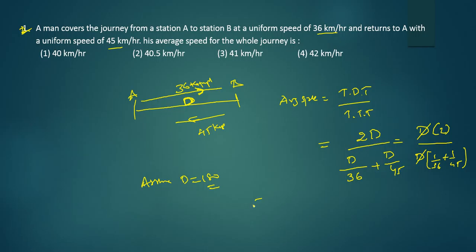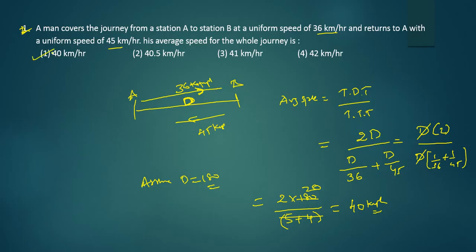Then what happens? 2d, 2 into 180, over 180 by 36, which equals 5, plus 180 by 45, which is nothing but 4. 5 plus 4 is how much? 9. 9 ones, 9 20s. 2 into 20 equals 40. The average speed is nothing but 40 km per hour. So the answer is option 1.